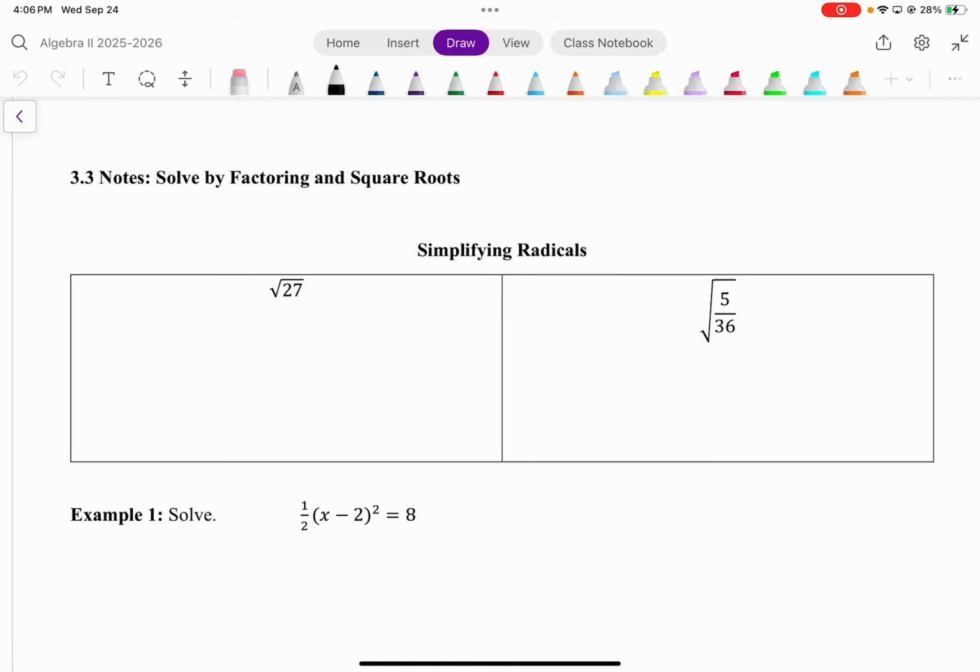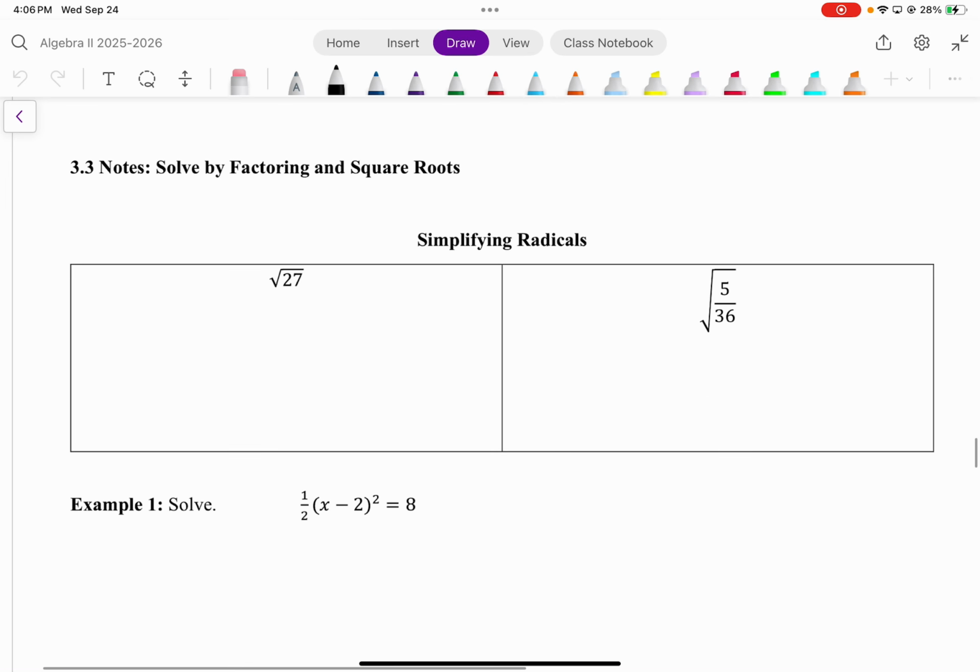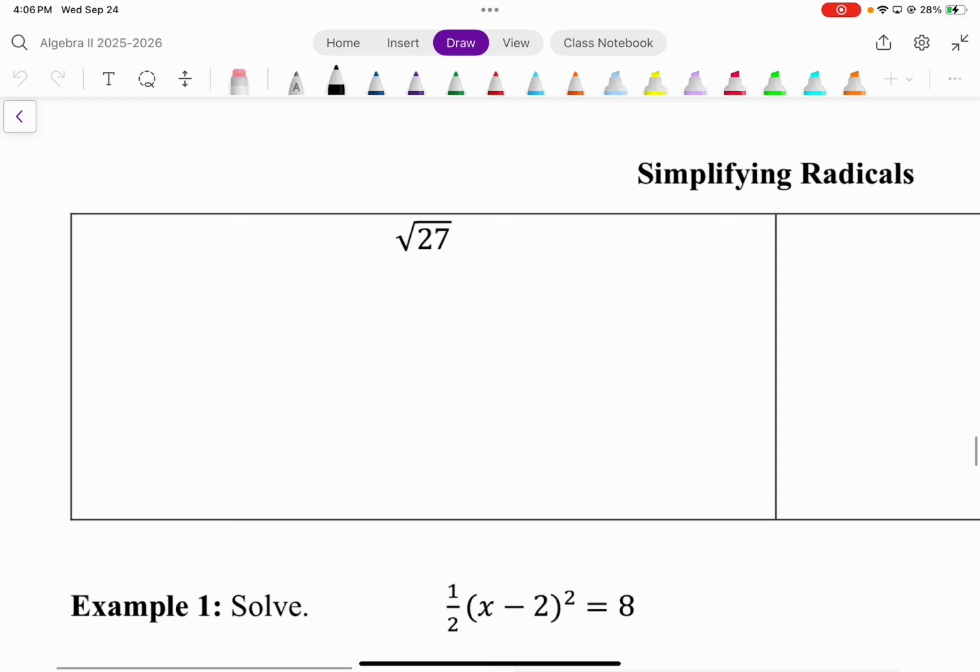Hello, for section 3.3, we're going to go over factoring and we're also going to go over square roots. For this one thing you are going to need to know is how to simplify a square root. We talked about it a little bit last time.